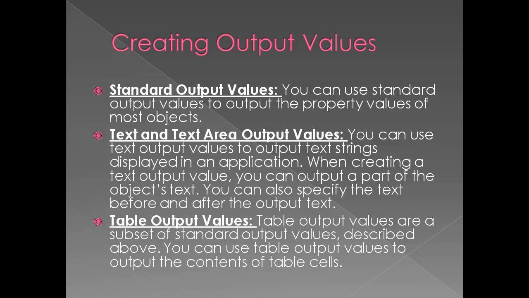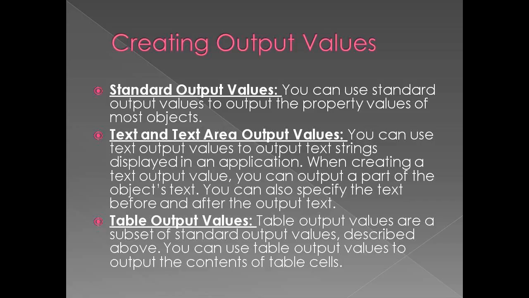Text and text area output values. You can use text output values to output text strings displayed in an application. When creating a text output value, you can output a part of the object's text. You can also specify the text before and after the output text.